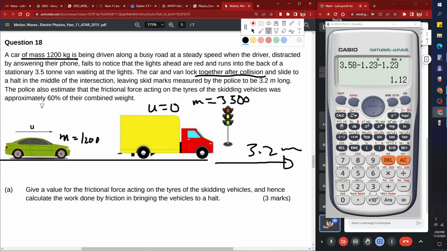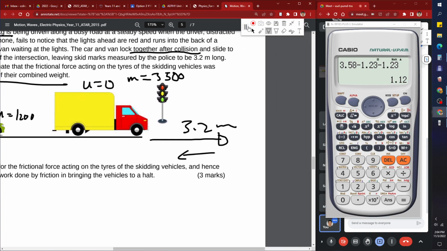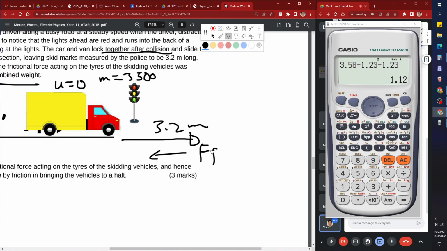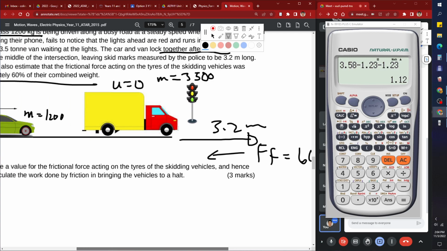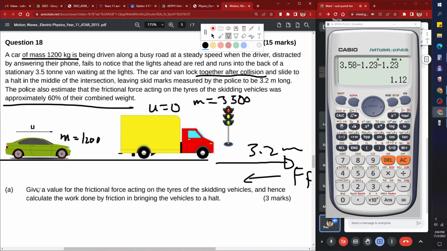They estimate the friction on that was approximately the combined weight. Okay, this is getting complicated. F_G of them both, right? It says the combined weight. Give a value for the force acting on the tires and skidder, and hence calculate the work done by the friction in bringing the vehicles to a stop. So work done refers to, we have given a distance, the skid marks, so we're given a distance here, S.